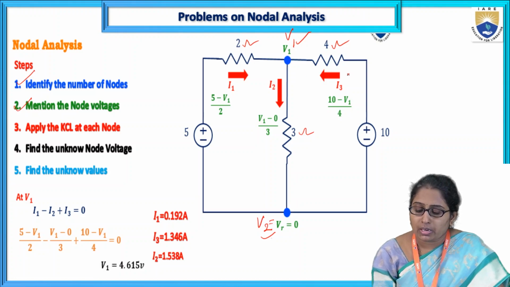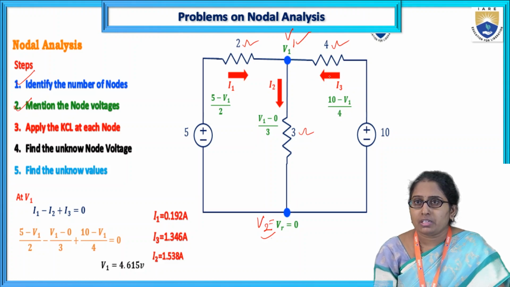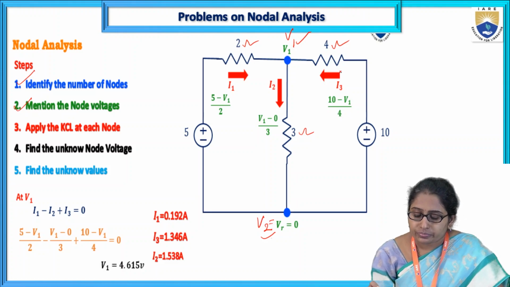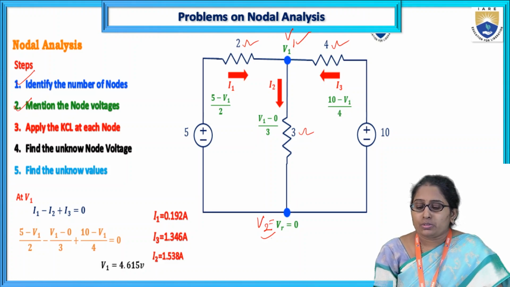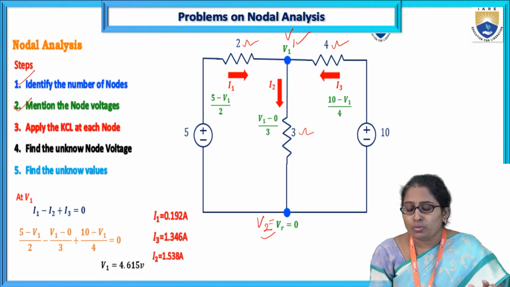Next, from this I1, current flows to the next element, so the I2 direction is taken down like this. And for I3, because on the other side there is one more battery of 10 volts, the current in the 4 ohm resistor, which is I3, has its direction taken like this. It starts to flow from this 10 volts, that's why the direction of I3 is taken like this. That's all, there are no more elements.